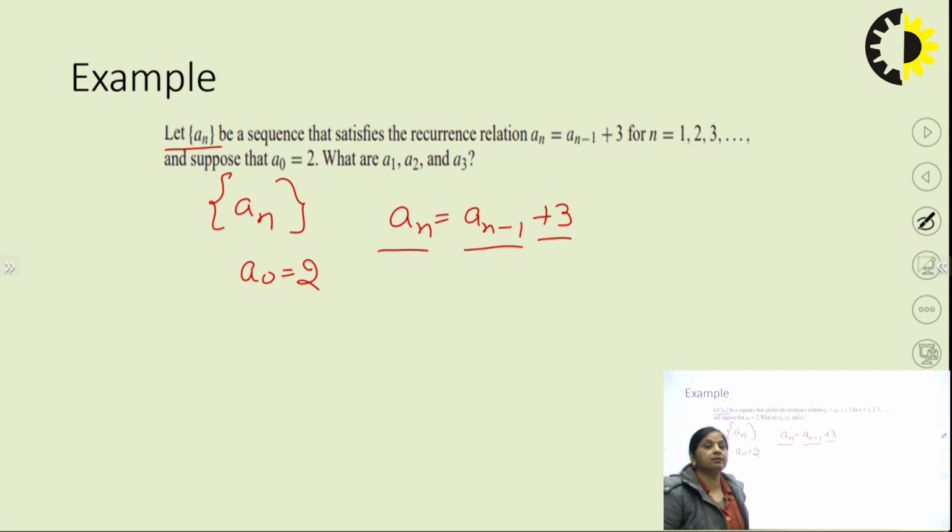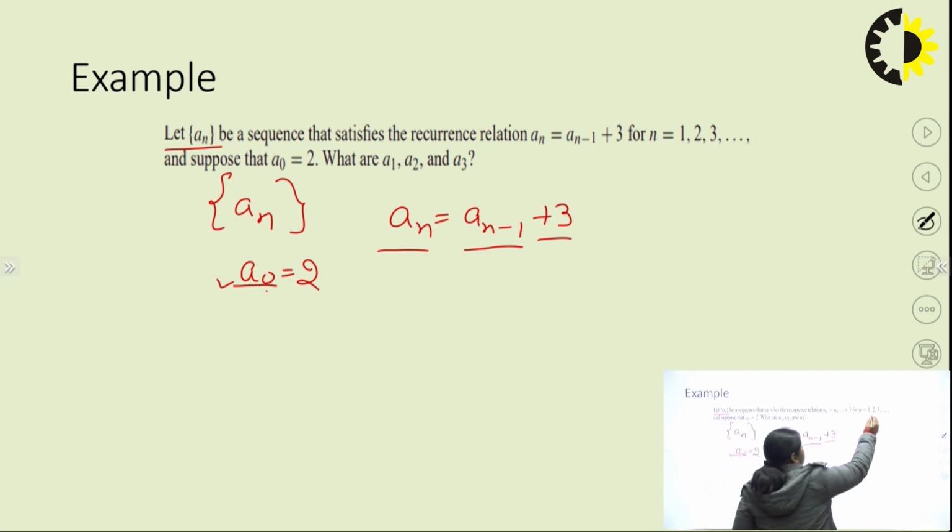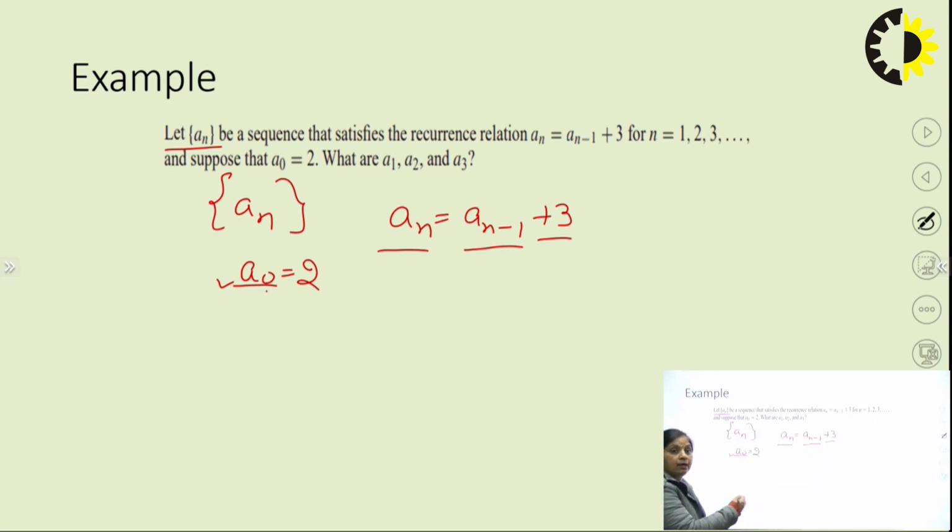When we are given some recurrence relation, there will be some initial conditions, which are also called base values. So what is a0? This is the initial condition, because we have the terms a0, a1, a2, a3, and a0 does not have a previous term, it is the first term. So this is the base term, initial condition or base value. So we will be given this initial value and the recurrence relation. Now for n equal to 1, 2, 3, all the values we can calculate from here.